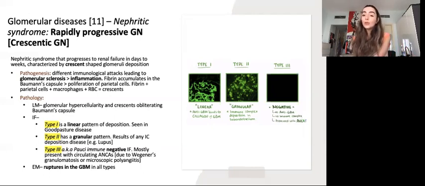And through immunofluorescence, you can divide it into three main types. Type 1 is a linear pattern of deposition. You can see it through the photos on the right. So in this linear pattern of deposition, we can see it in a disease called Goodpasture disease, where you have anti-glomerular basement membrane IgG antibodies.